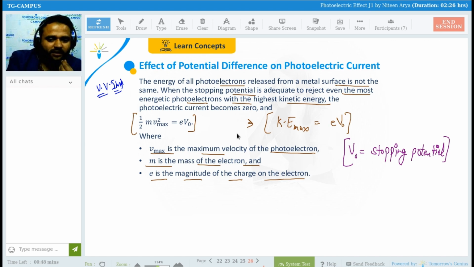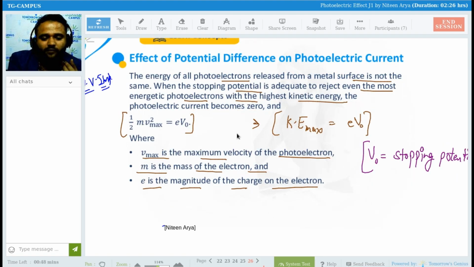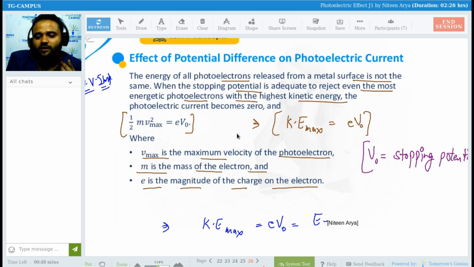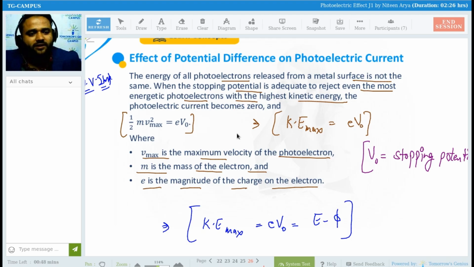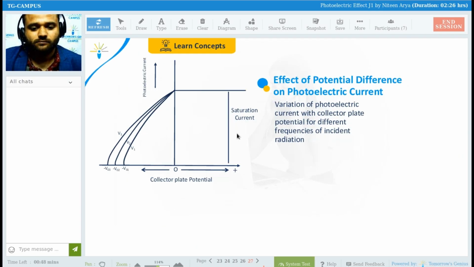And KE max, or this V naught, which is basically the stopping potential, can be different for different materials. Why so? Because KE max, which is eV naught, is nothing but E minus work function, isn't it? So this stopping potential can differ for different metals, and we are going to see that in the next slide.